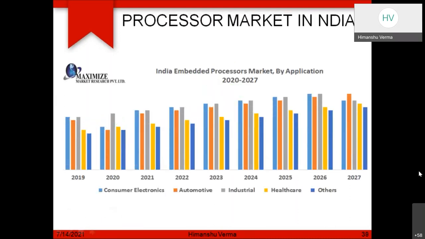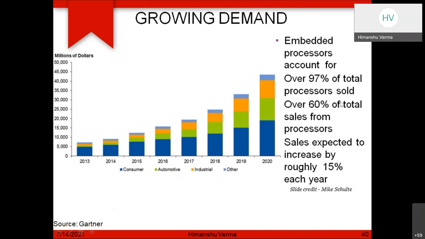If we talk about the processor market in India, you can see that of course in every area the requirement is increasing year by year. And one thing you can see is that the consumption in industrial is not growing so much, because industry is already using a lot of embedded devices. But in the case of healthcare, automotive, and consumer electronics, the consumption of processors is increasing year by year. So this shows the growing demand for embedded processors.